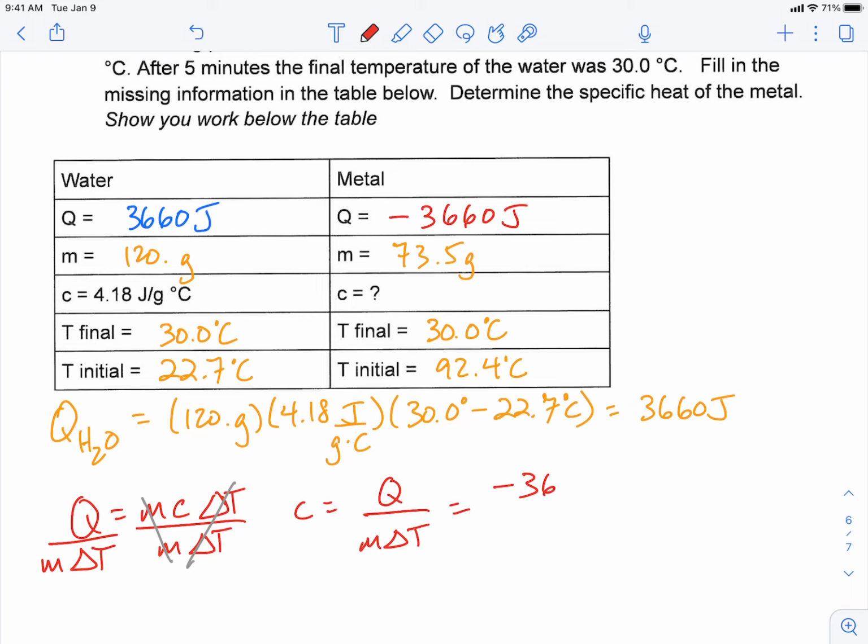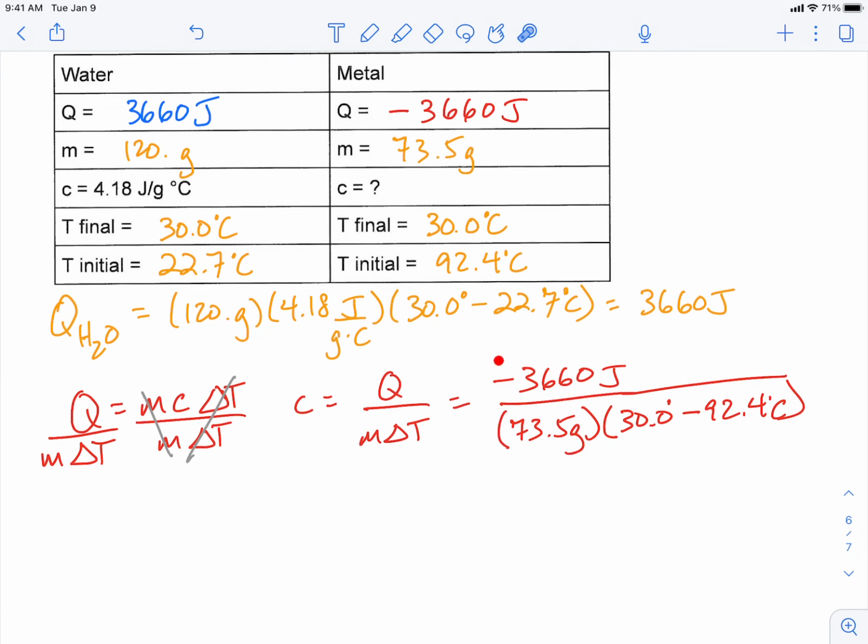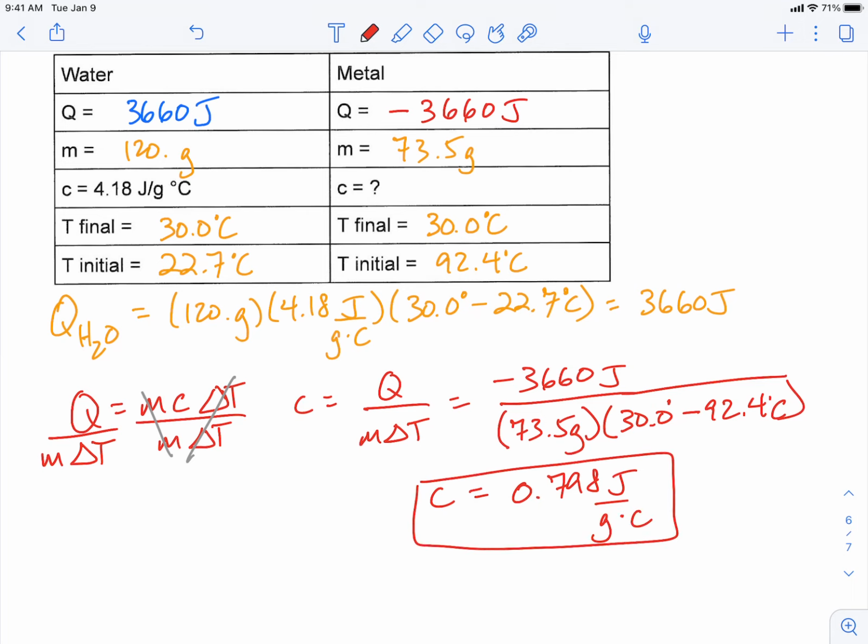My heat released is negative 3660 joules. The mass of my metal was 73.5 grams. My T final, which is 30, minus the initial 92.4 degrees. And notice that the negative of the heat released is going to be canceled out by my negative change in temperature here. We should always get a positive specific heat value. And this ends up being around 0.798 joules per gram degree Celsius. That is our specific heat of our unknown metal.